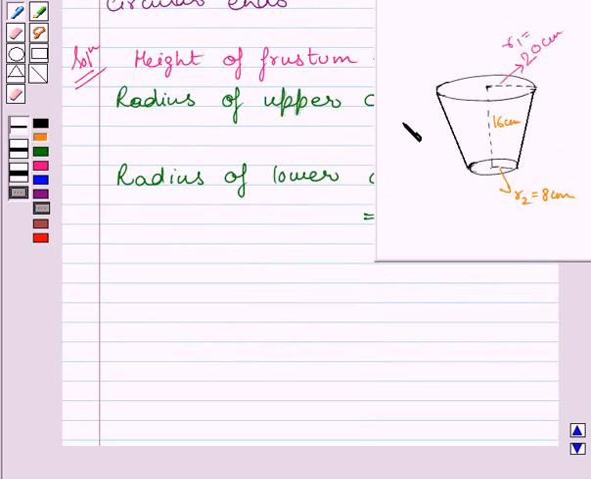Clearly we can see this is a container where radius of the upper circular end is equal to 20 centimeters, radius of the lower circular end is equal to 8 centimeters, and height of the container is equal to 16 centimeters. Now we have to find the cost of the milk which can completely fill the container at the rate of rupees 20 per liter. So first of all, we will find capacity of the container, or we can say we will find volume of the container. We know amount of milk that completely fills the container is equal to volume of the container.